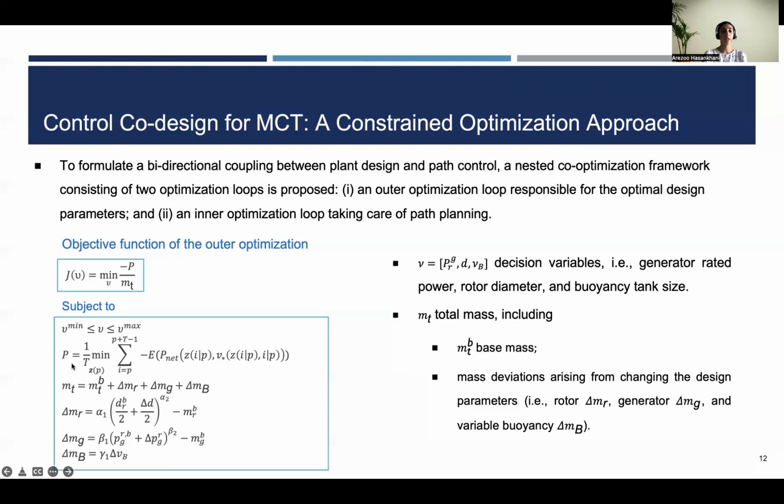Then we also consider the maximization of power harness from the system, which is solved in the inner optimization loop. And we also consider the total mass for this system. This total mass is related to the mass deviation in the rotor diameter, considering rotor diameter changes or the changes in the generator rated power and also buoyancy tank size. So we find the equations for this mass based on our experience for MCT system and also some reference equations from the wind turbine.